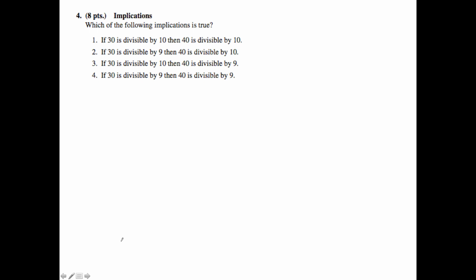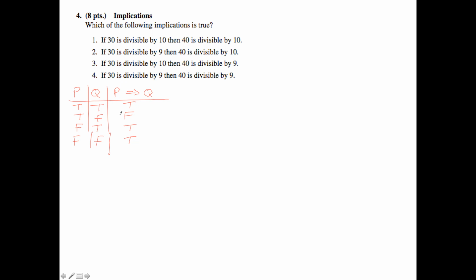In problem four, we're asked which of the following implications is true. So we know that when we have P and Q, and P implies Q, we can write a truth table here to tell us when this implication is true and false. So we know that true implies true is true, false implies anything is vacuously true, but that true implies false is false.